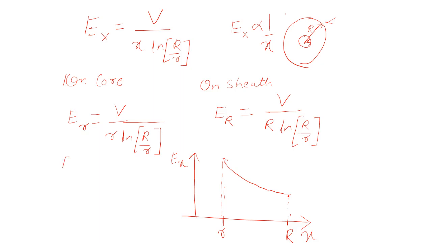So if you take out the ratio of electric field stress at the core surface and the electric field stress at the insulating surface, you can get a relation of capital R divided by small r. Okay, so we can say that the electric field stress will be more at the core surface and it will be less at the insulating surface.